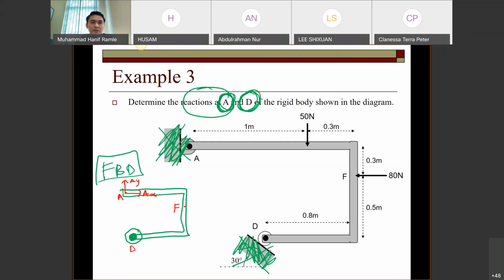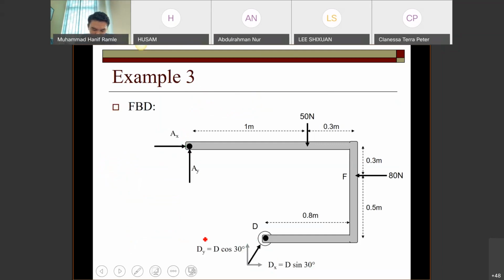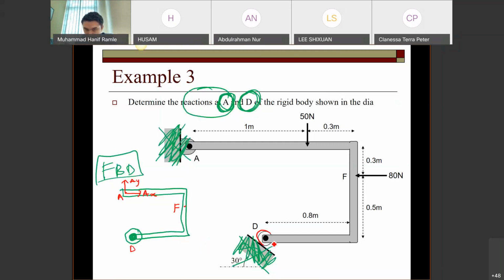But to imagine that, we have to draw. Basically when you have this roller, there is one touching surface between the roller and the floor. This roller can go this way, but cannot go this way. This way can. The moment also can. The thing that cannot move is the reaction.